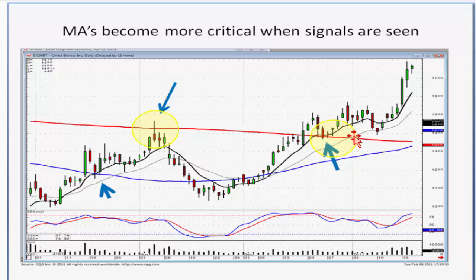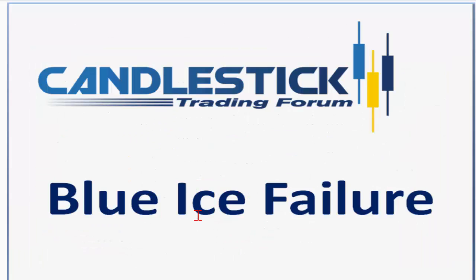So basically, the candlestick signals just give you what human nature has done for hundreds of years and will do for the next few hundred years. It just gives you a graphic depiction of what's going on in human nature. So some very simple patterns. This is called the blue ice failure.